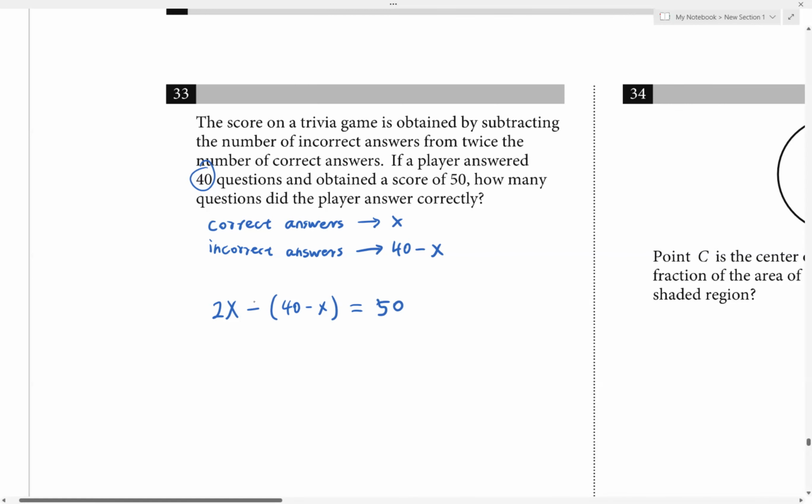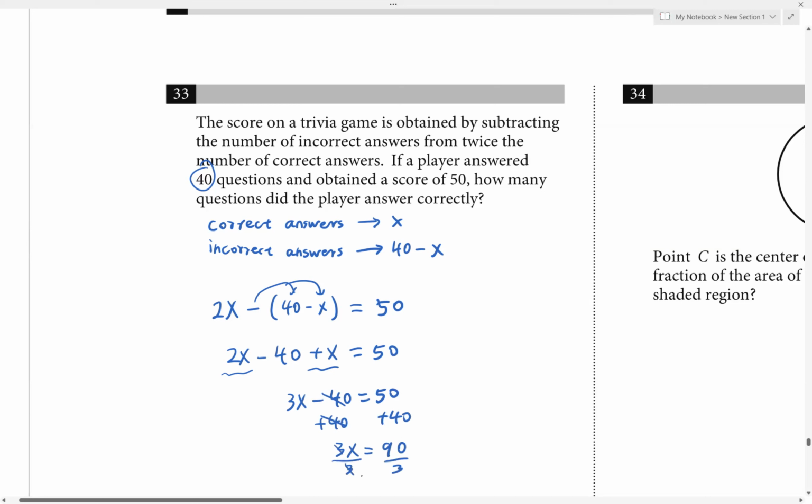First we can distribute the negative. This will be 2x minus 40, and then negative times negative x is positive x, equal to 50. So from here, combining like terms, 2x plus x is 3x minus 40 equal to 50. And then we do plus 40 on both sides, and it cancels out the minus 40. So 3x equal to 50 plus 40, which is 90. And lastly, to solve for x, we can divide by 3 on both sides.